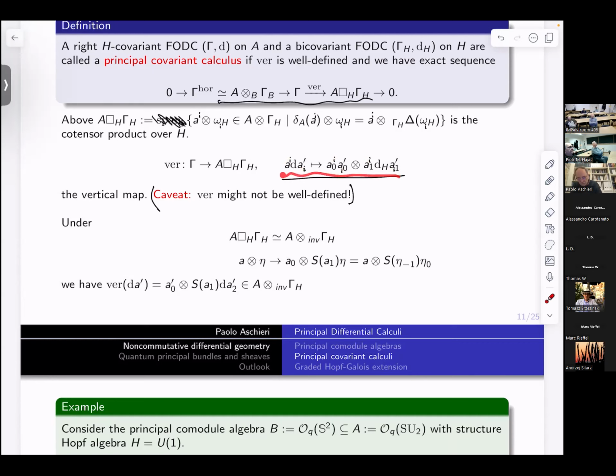And these elements is a generic element of gamma, of the bimodule of one forms. So the point is that I still have to check that this is a well-defined map, meaning that if the sum of a_i a'_i understood is zero, then under this defined map it goes to zero, also the image is zero.